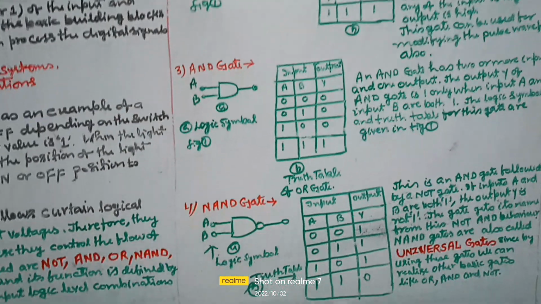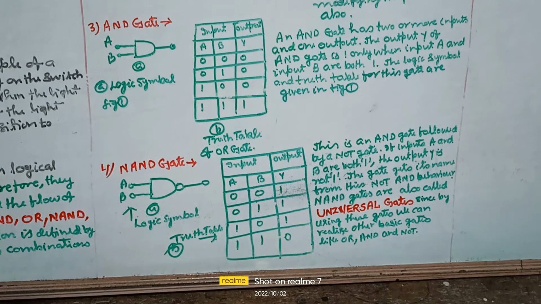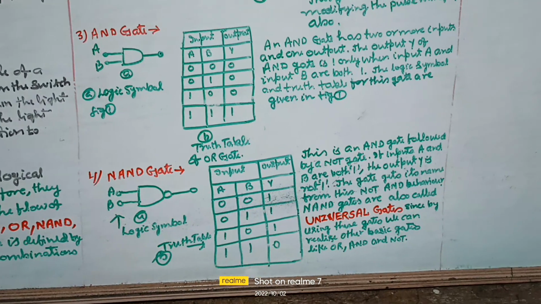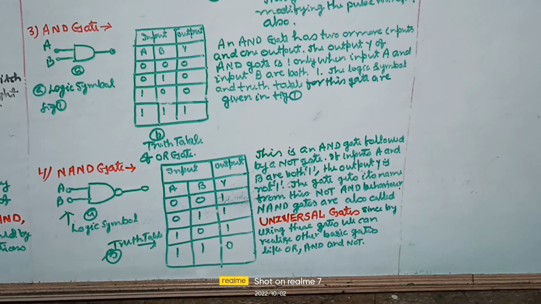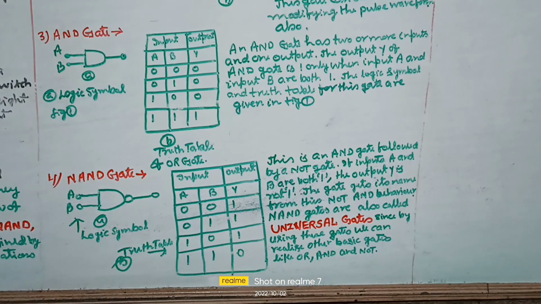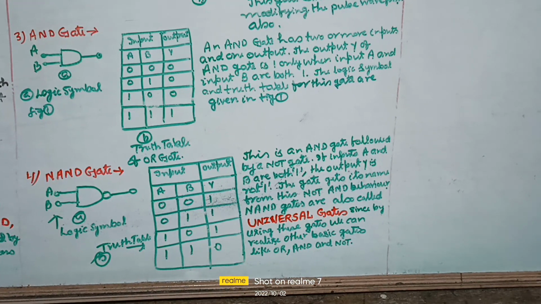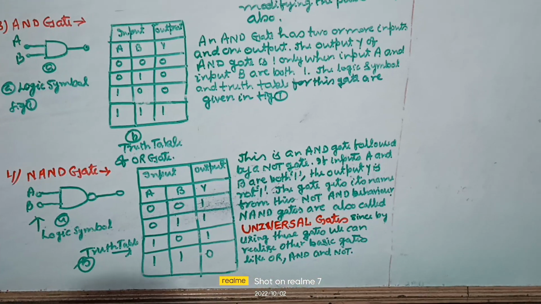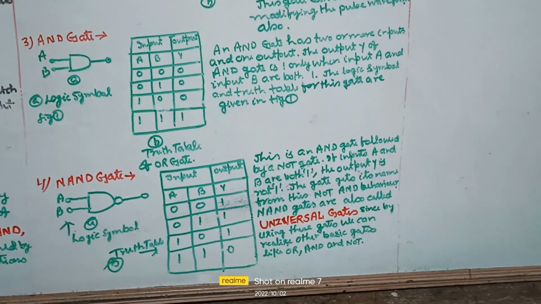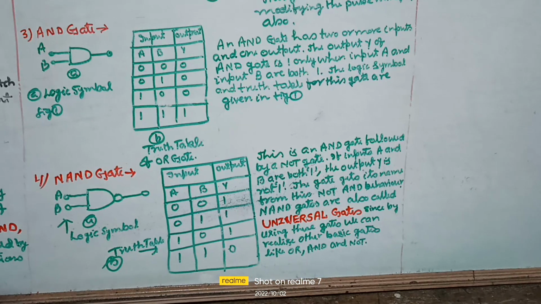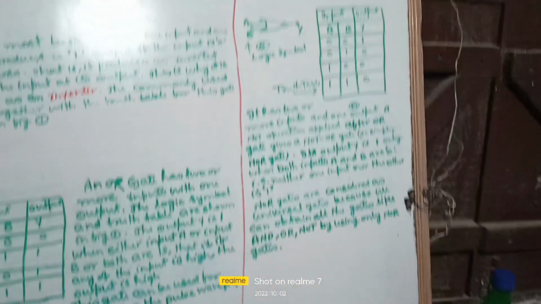Now the NAND gate. This is an AND gate followed by a NOT gate. If inputs A and B are both 1, the output Y is not 1. The gate gets its name from this NOT-AND behavior. NAND gates are also called universal gates, since by using these gates we can realize the other basic gates like OR, AND and NOT gates.